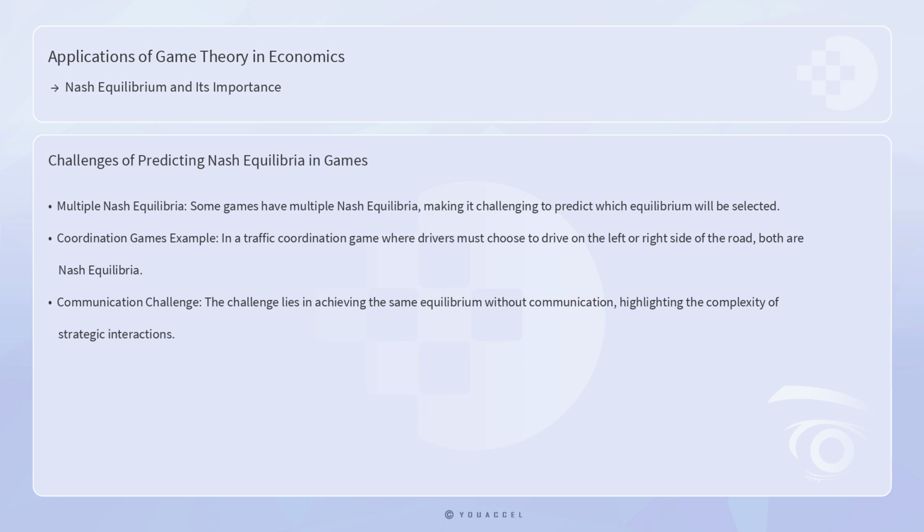Moreover, some games have multiple Nash equilibria, making it challenging to predict which equilibrium will be selected. Coordination games, where players benefit from making the same choices, often exhibit this characteristic. For example, in a traffic coordination game, where drivers must choose to drive on the left or right side of the road, both are Nash equilibria. The challenge lies in achieving the same equilibrium without communication, highlighting the complexity of strategic interactions.